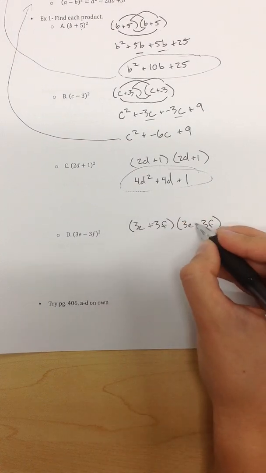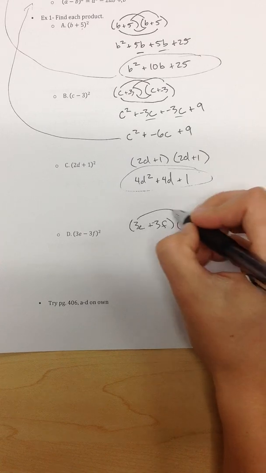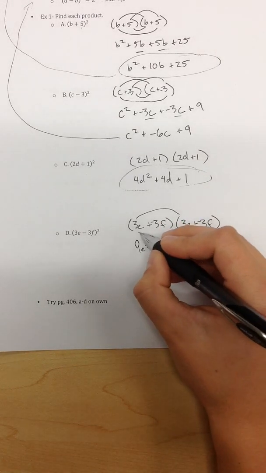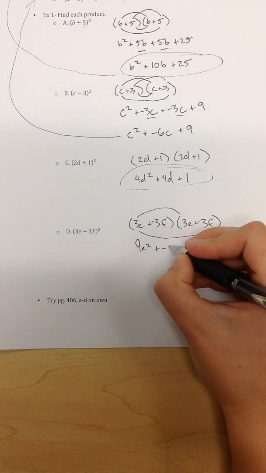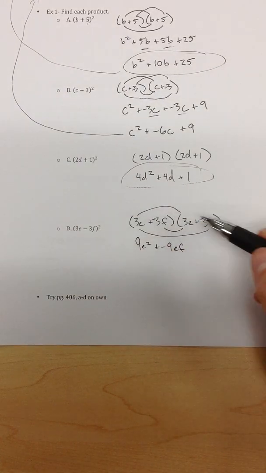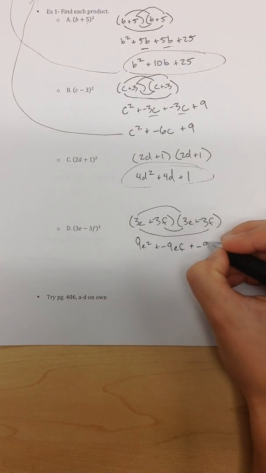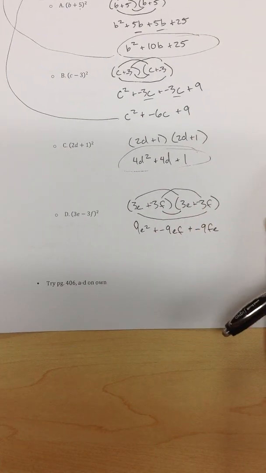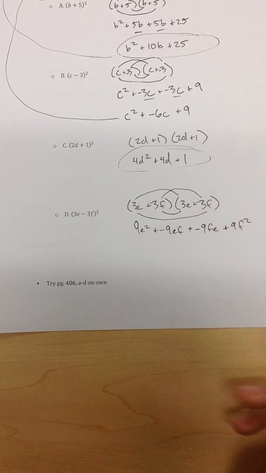So we could change those to adding the opposite. Do our FOIL here, so 3e times 3e would be 9e squared. Our outside would be 3e times negative 3f, which would be negative 9ef. Inside would be negative 3f times 3e, which would be negative 9fe or ef, either way. And then our last would be negative 3f times negative 3f, which would be 9f squared.